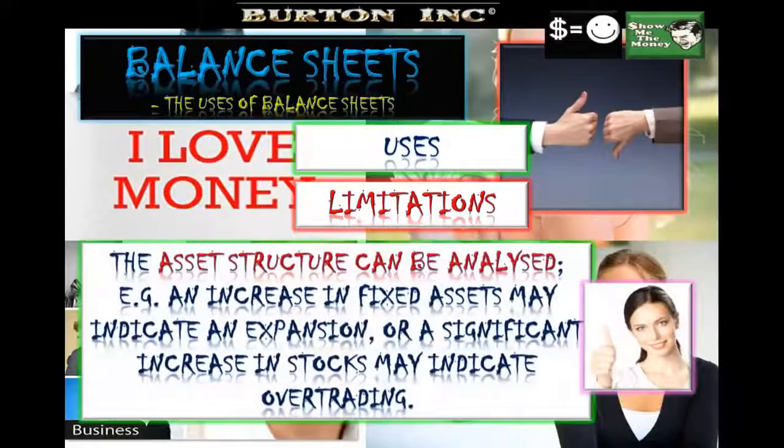The structure of assets can be analysed within the balance sheet as well. So if we can see an increase in fixed assets from year to year, this is definitely going to indicate an expansion, or perhaps we see a significant increase in stock showing up in the balance sheet, and that's going to be indicative of overtrading.